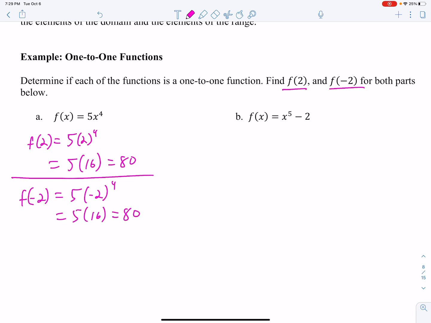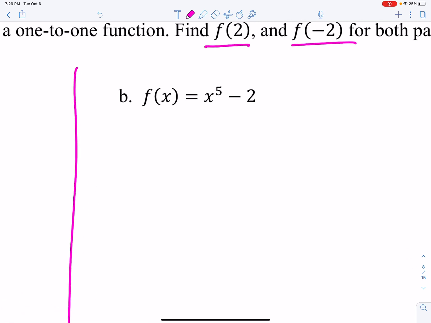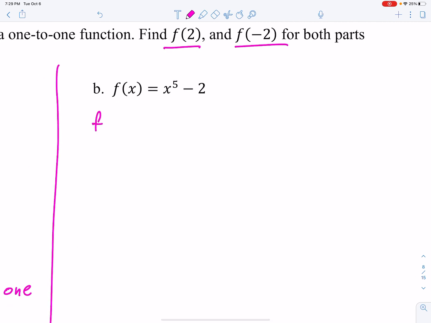So again, for two different x values, two different inputs, we have the same output, same y values. So that means not 1 to 1. Okay? All right, so if you take two different inputs and get the same output, the function is not 1 to 1. All right, so part B, let's try it again. We're going to do the same thing, find f of 2. All right, so we'll plug in a 2.